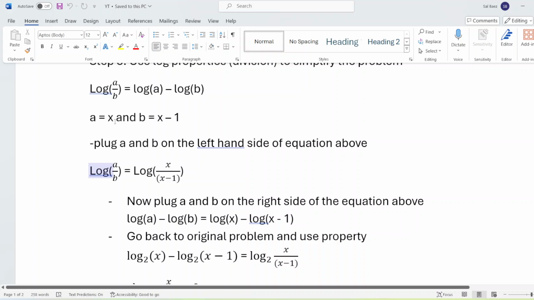Okay, so now when I have a equal to x and b equal to x minus 1, the order does matter. So if somebody accidentally switched these a and b together, like I say a is x minus 1 and b is x, that changes the equation a little bit. So the order does matter here.